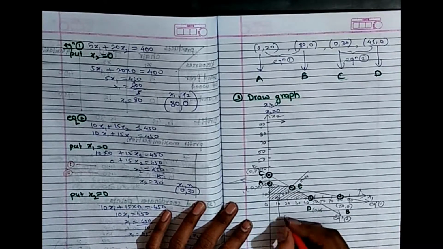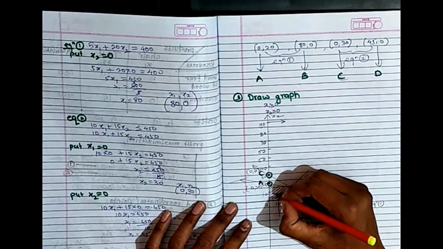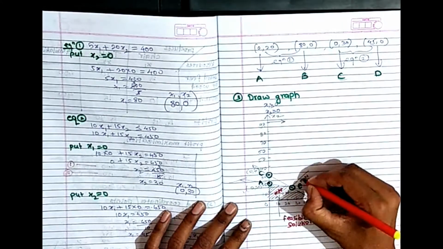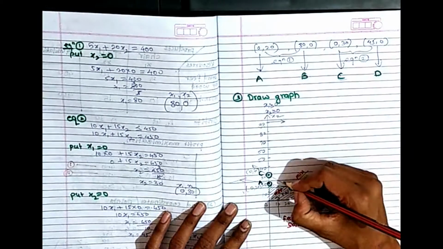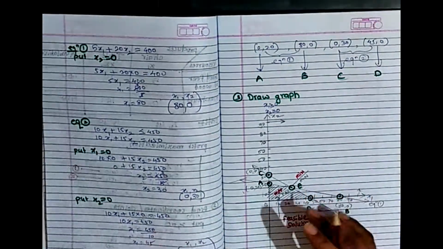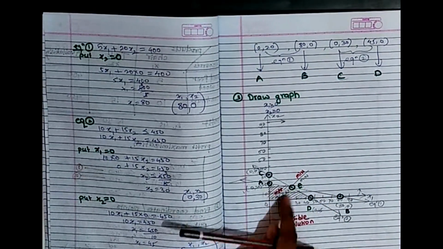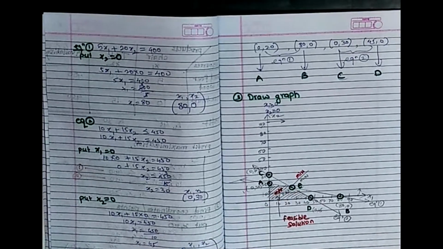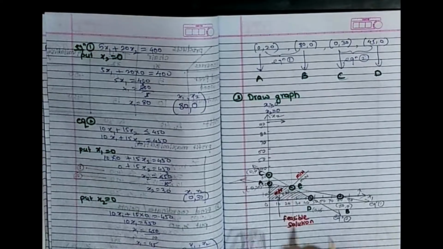This is for maximization and this region will be for minimization, but we are solving only the maximization problem, so we will not consider this part. We will consider only this part as our feasible solution. We will find the coordinates for this point.